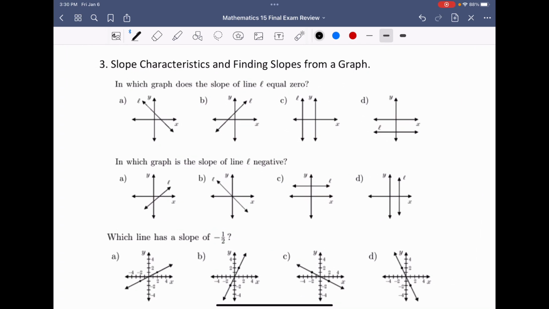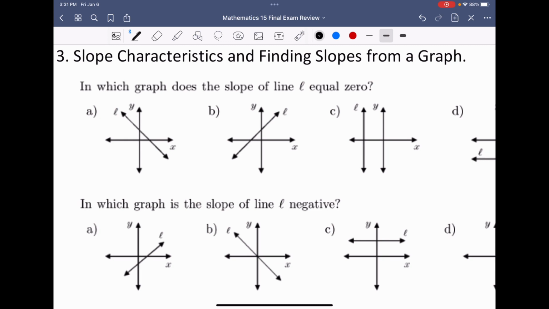All right, slope characteristics and finding slopes of graphs. In which of the following does the slope of the line L equal 0? Well, we actually just alluded to this. We went over this concept. In the first two, right away, you should be thinking there's no way those slopes are 0 because they represent some oblique line that is going to go left to right or in some way. So either a positive slope or negative slope.